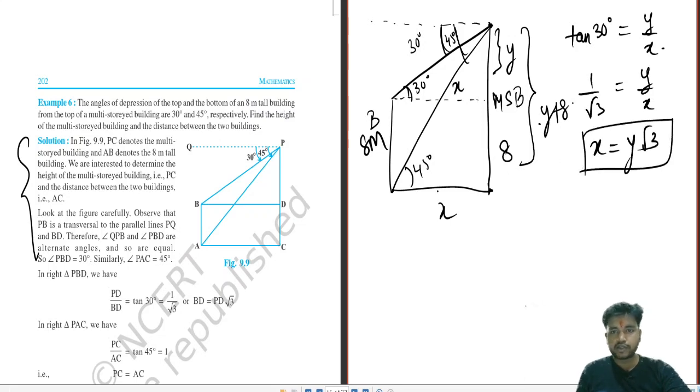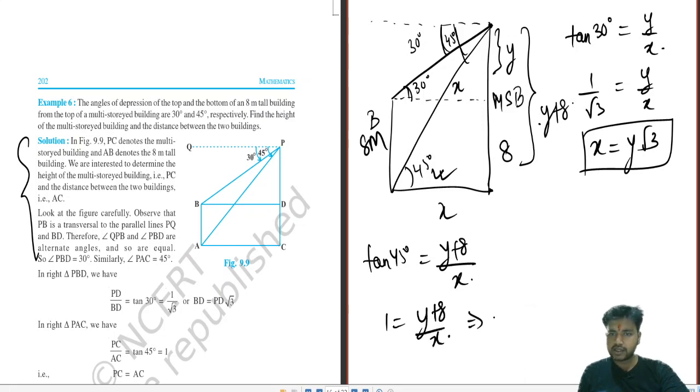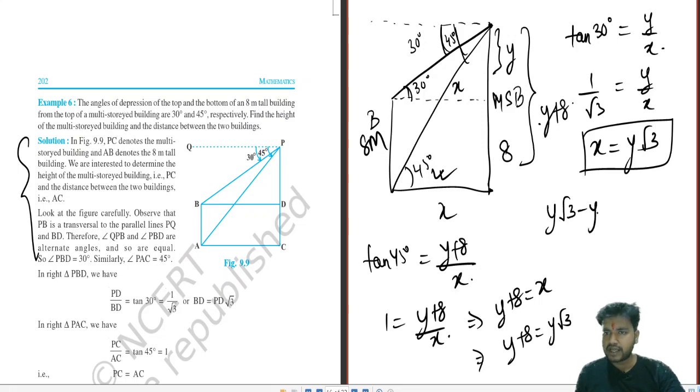And the second hint is over here. Tan 45 degree is equal to y plus 8 by x. Tan 45 is equal to 1. So, y plus 8 equals x. Now, what is the value of x? That is y root 3. Now, if you solve it, y root 3 minus y is equal to 8. We can take y common. y times root 3 minus 1 is equal to 8.